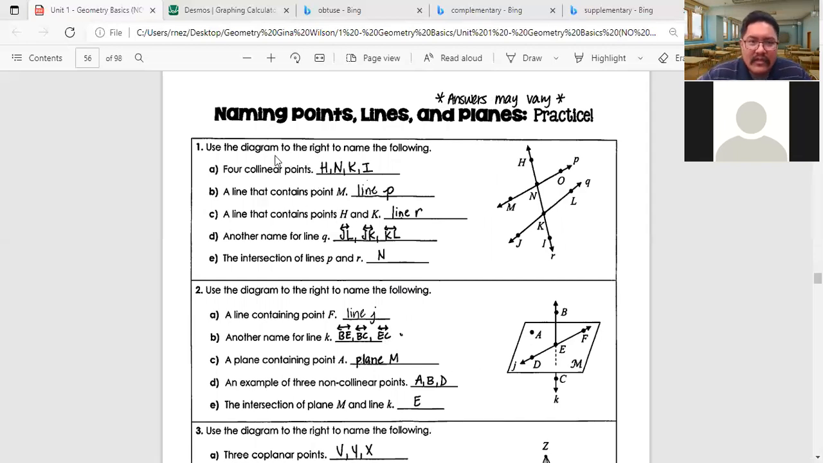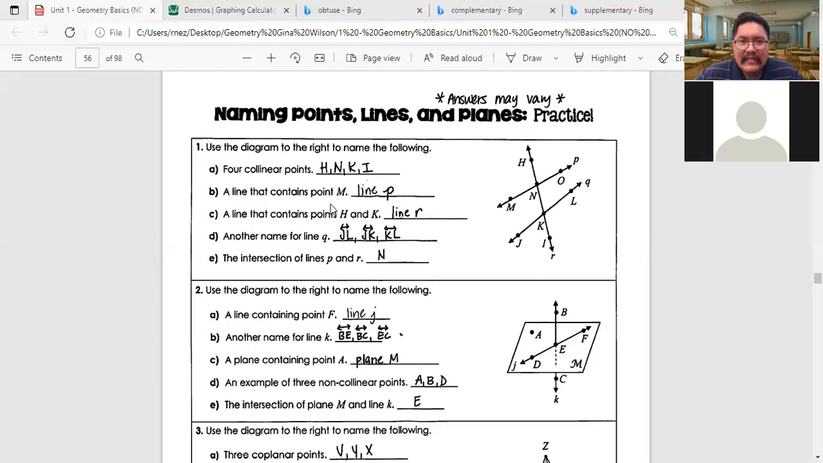So here we have 4 collinear points. Again, collinear means on the same line. So we've got to find 4 points that are on the same line. If I try M and O, well, that's only 3 of them, so that's not going to do us any good. I could go JKL, same thing, only 3. So the only one that has 4 is H, N, K, I. And it already has them listed here, so you can see that those are the collinear points.